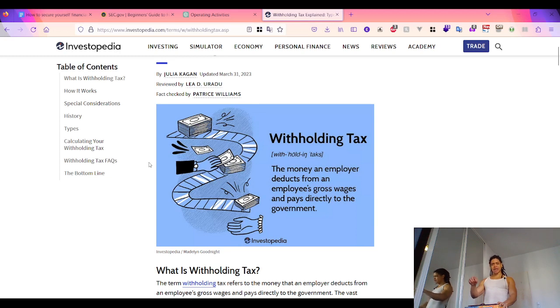So it's money that an employer deducts from an employee's gross wage and pays directly to the government. The idea here is to simplify the process for employees and fight tax evasion. So instead of having to pay a huge tax at once, they do that periodically.